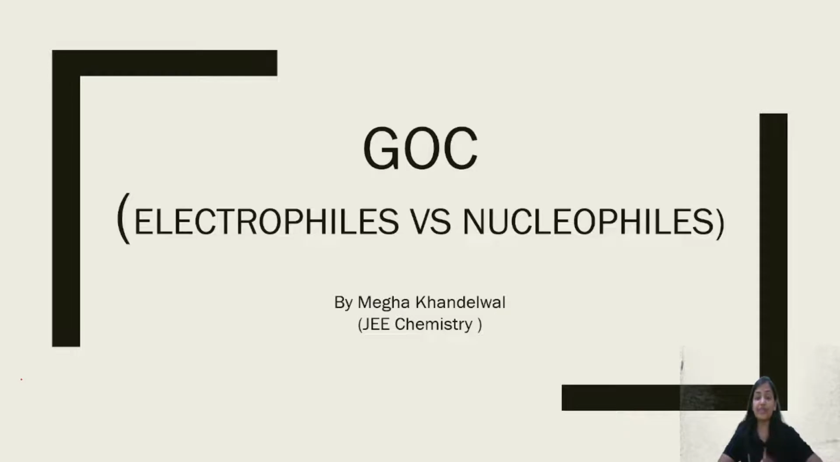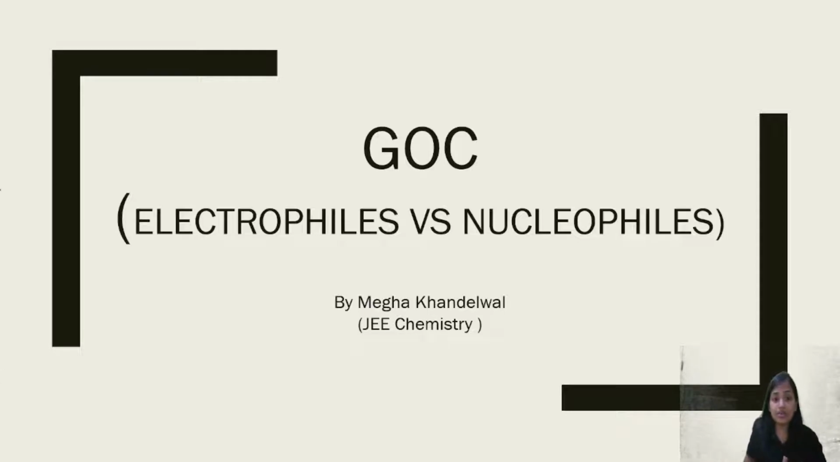So today we are going to start with another topic of GOC, which is electrophiles versus nucleophiles. Whenever we do any question of organic chemistry, for any reaction to occur, we should know where the electrophilic position is and which is going to be the nucleophile. When you know this is the electrophilic position and this is a nucleophile, only then will you be able to attack. Nucleophiles are basically nucleus loving species, and electrophiles are usually electron loving species.